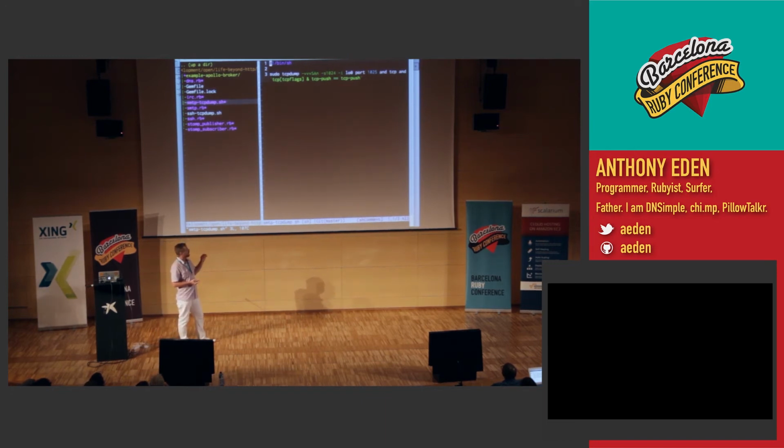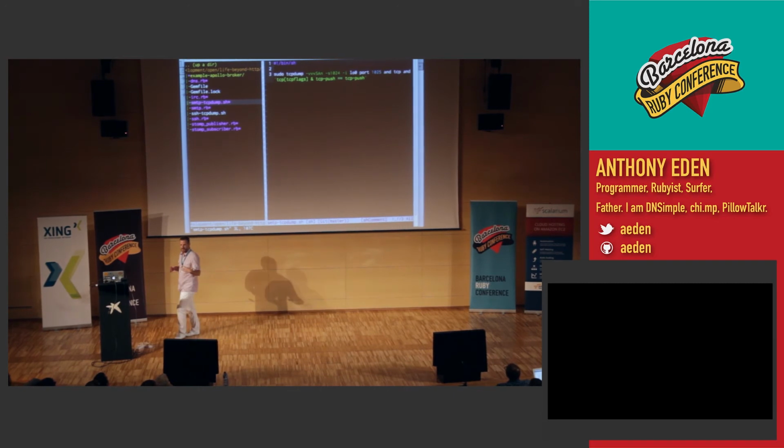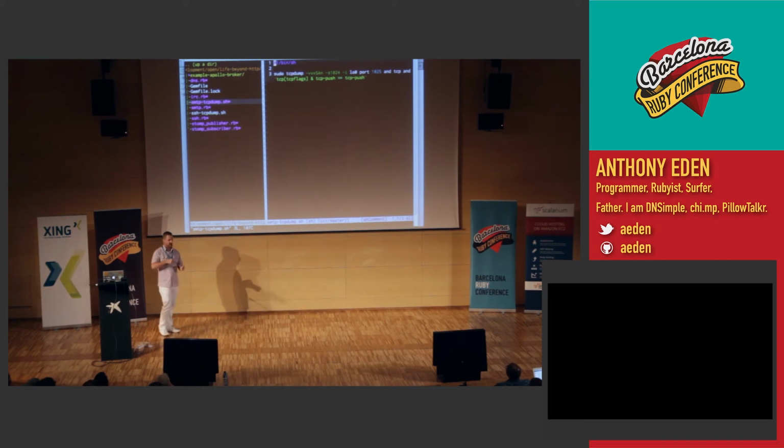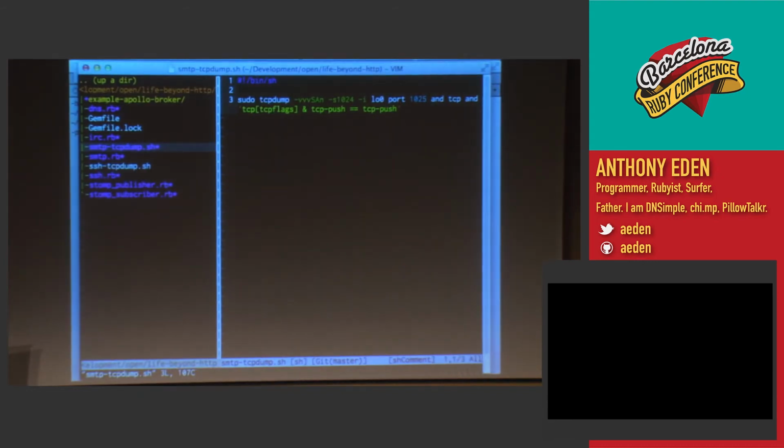And I want to listen only to stuff on port 1025, and it has to be of type TCP. I want these particular TCP flags, which are push. The way TCP works is there's SYN, ACK, push, urgent, a couple different flags so that the device can figure out what to do with those packets. So now I'm running that. And what I've done is set up a little script over here called smtp.rb.